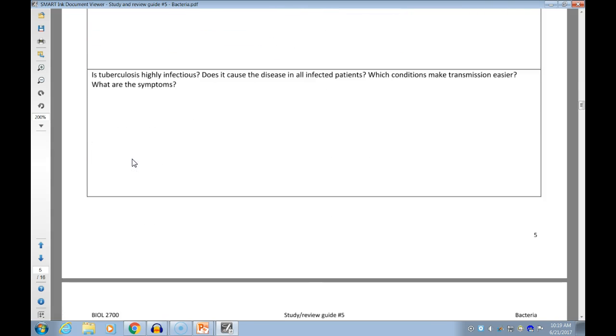Kind of trying to go at a decent pace. Is tuberculosis highly infectious? Yes. So it infects easily. Do all people develop the disease? No, about 5% of infected. Okay. What makes transmission easier? Lack of sanitation and crowdedness.